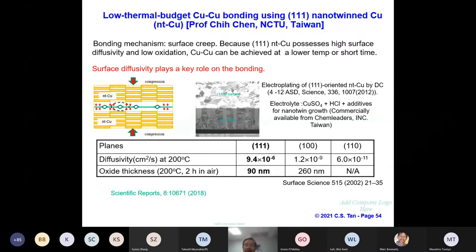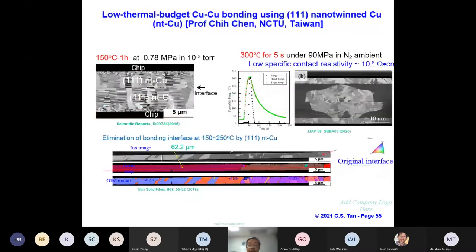Secondly, it also has higher surface diffusion, and therefore you will be able to achieve bonding, as Professor Chen has shown here, down to low temperatures like 100 or 200 degrees C or so. This is one of the data that they have published. They managed to bond as low as 150 degrees C, which is even lower than the reflow temperature for the SAC. So this is quite an encouraging result.